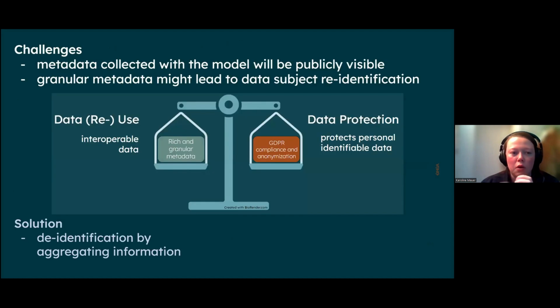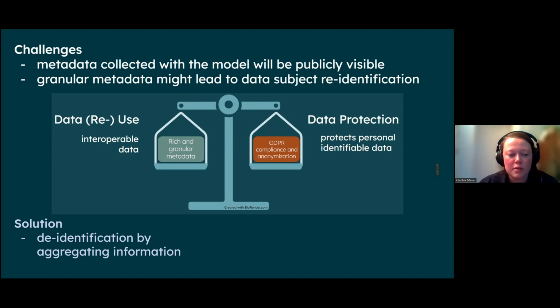So going into our first trade-off, we already meet our biggest challenge, and this is that metadata collected with our model will be publicly visible, and granular metadata might lead to data subject re-identification. So here we have to balance the data reuse on one side, which offers rich and granular metadata, which in turn makes data interoperable. And on the other side, we have the data protection, where we have to be GDPR compliant and allow the anonymization of data, which in turn protects personal and identifiable data.